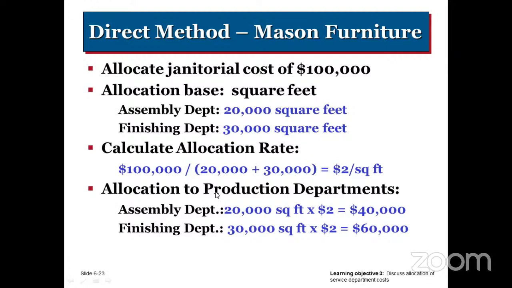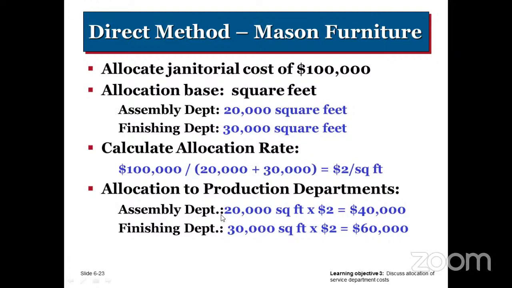So allocation to production department. How you want to allocate is very easy. You already know the rate. So production department takes up 20,000. What you do? You use $2 times 20,000. You give your cost to them. You give 40,000 to assembly department, and for finishing department, they occupy 30,000. You times $2, you give them 60,000. All together comes out to 100,000. So you see, this is very easy to understand, right? Easy to understand, but that's the problem.